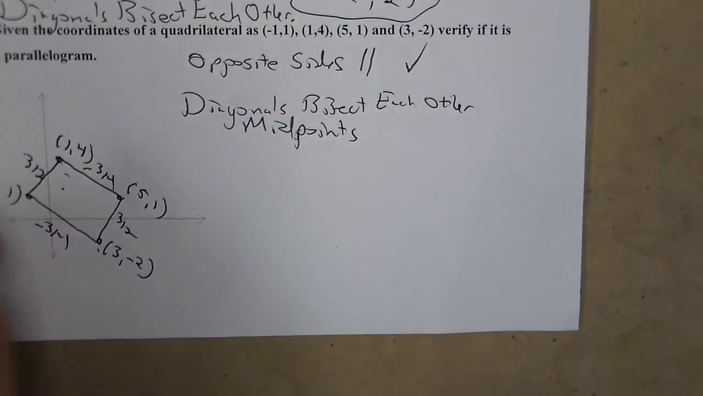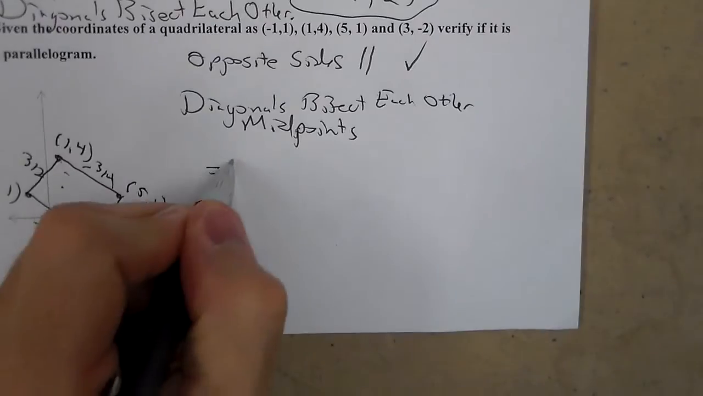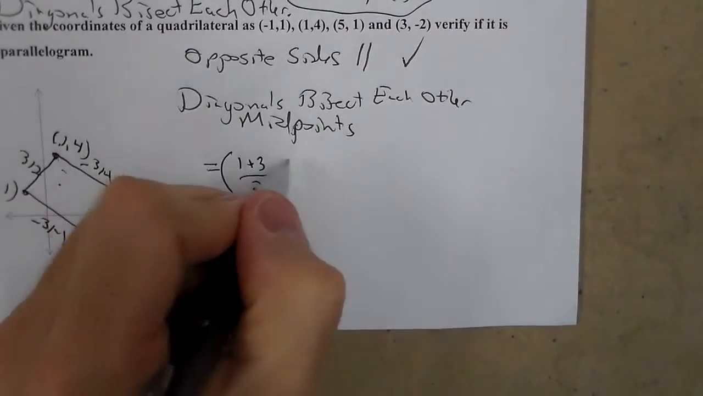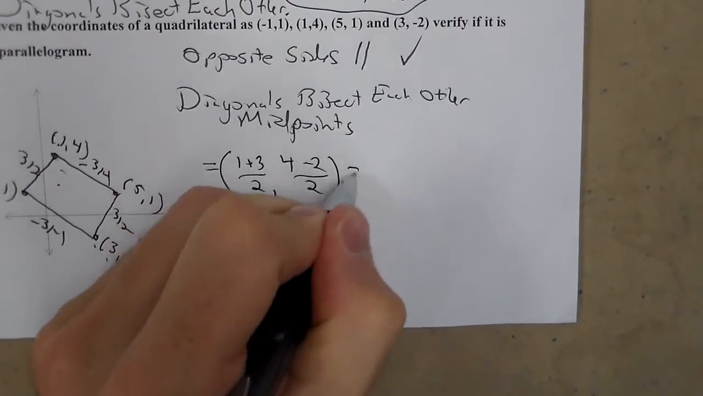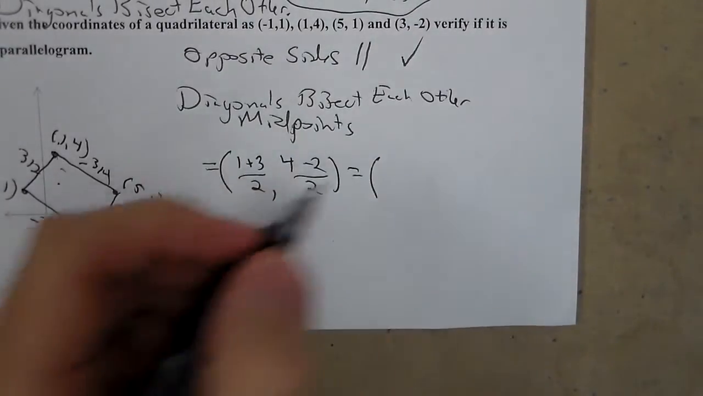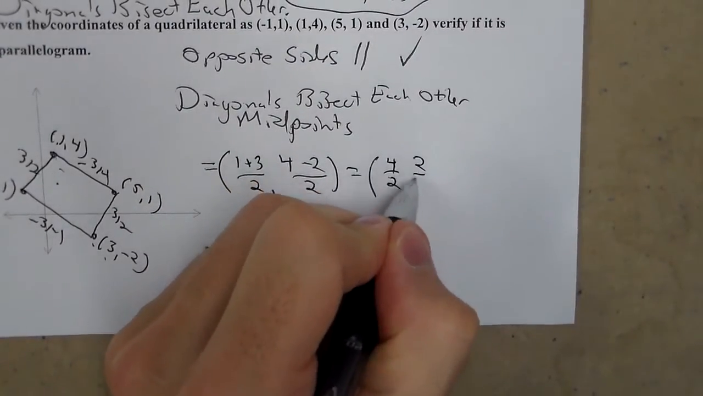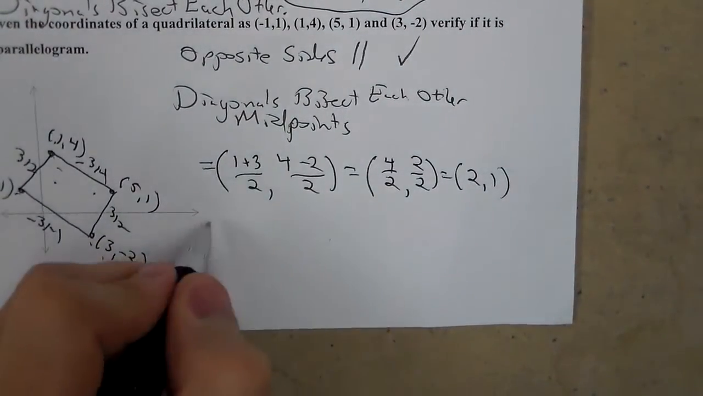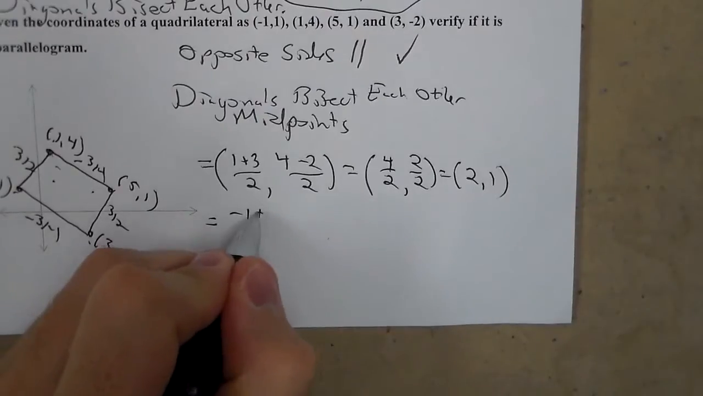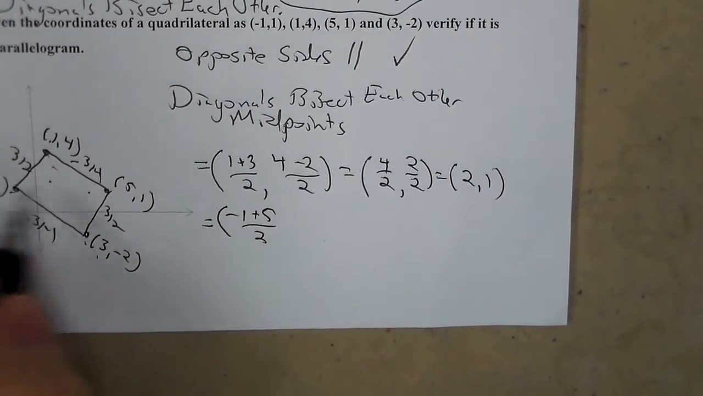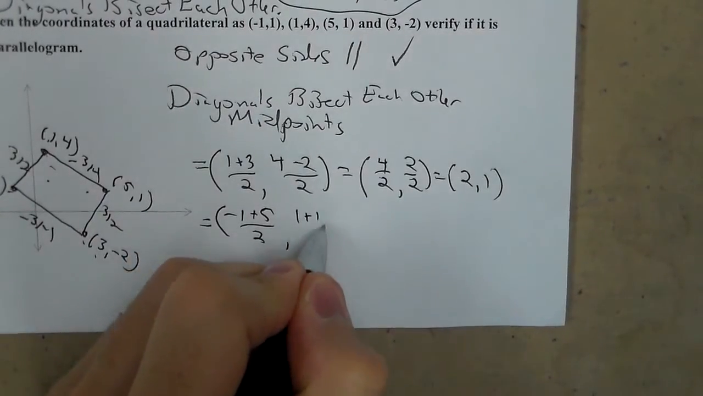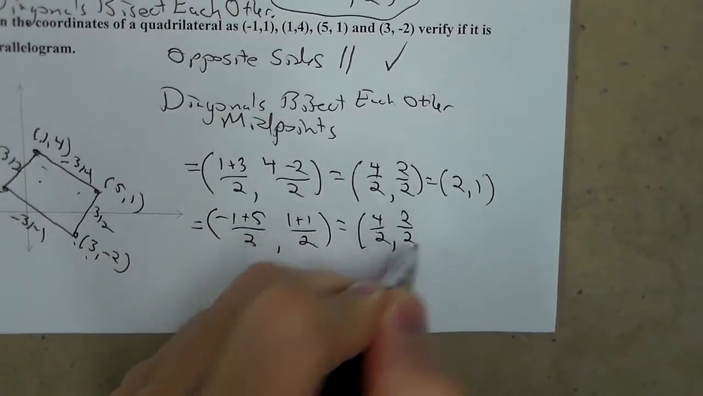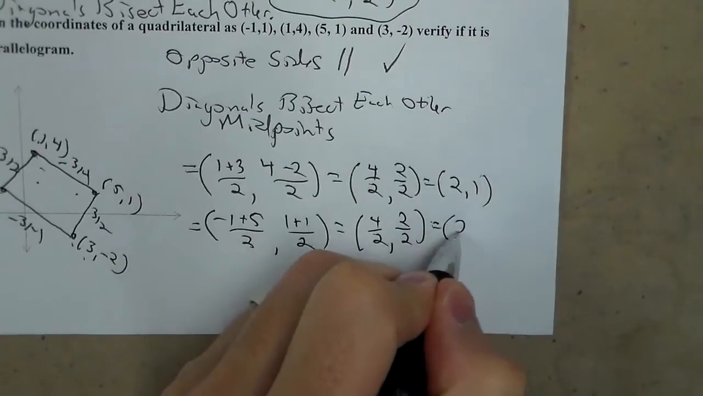So we're going to go use these 2 points. We get 1 plus 3 over 2, 4 minus 2 over 2. This gives us 4 over 2 and 2 over 2. So our answer is 2, 1. And our midpoint for these two is going to be -1 plus 5 over 2 and 1 plus 1 over 2. And this becomes 4 over 2, 2 over 2, which is 2, 1.